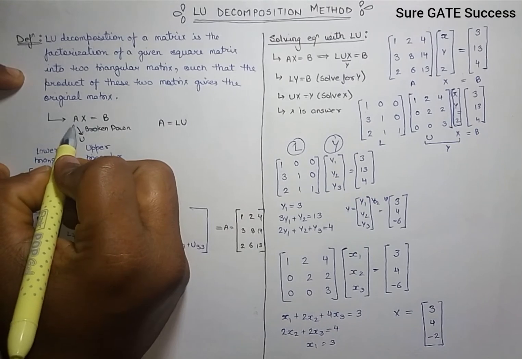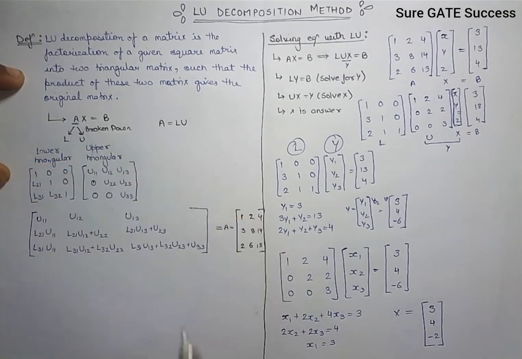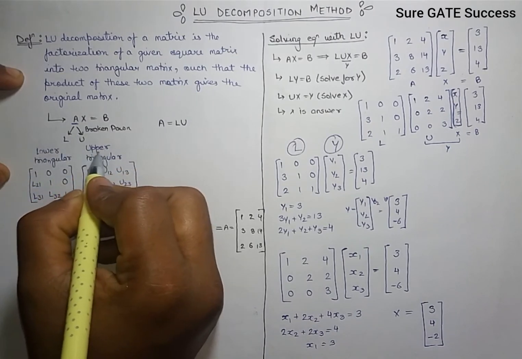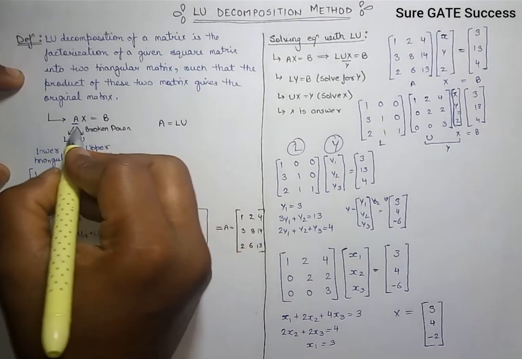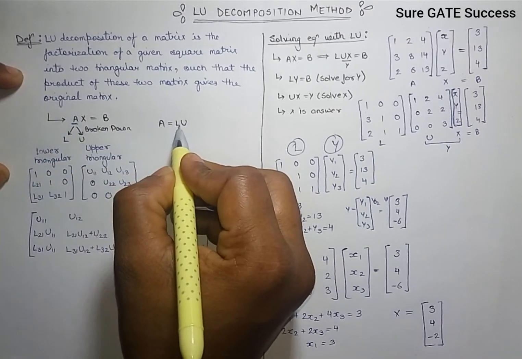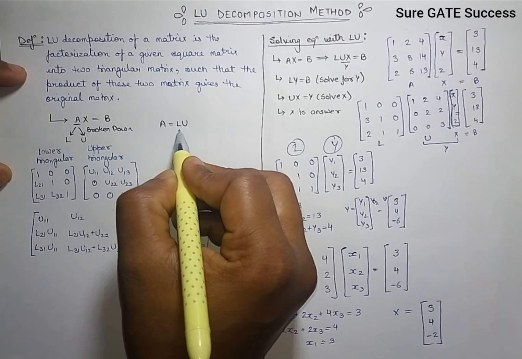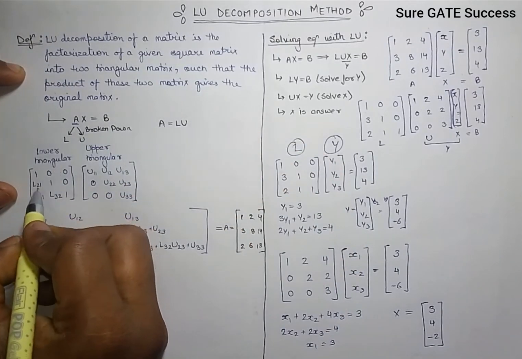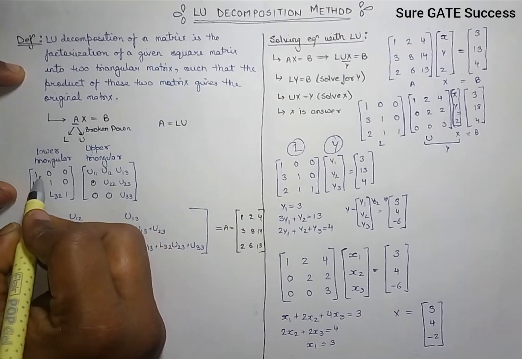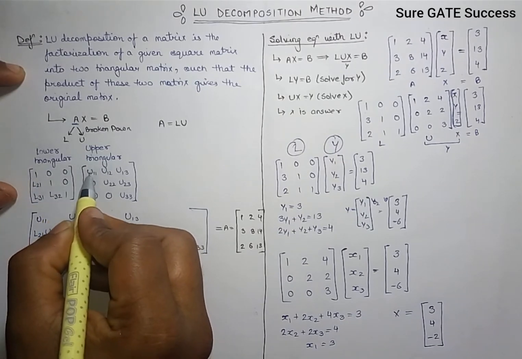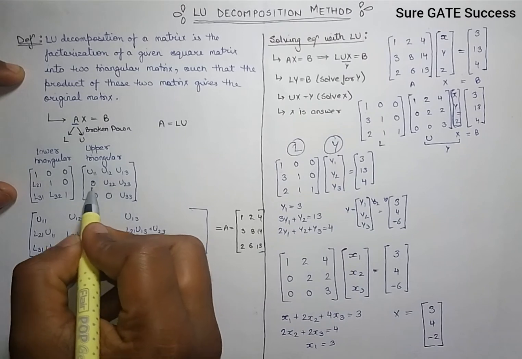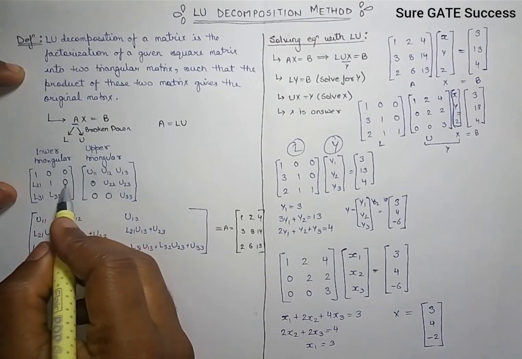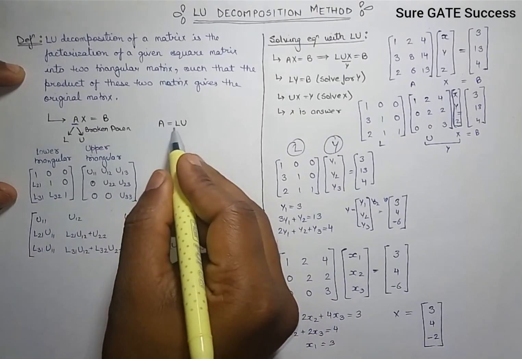So we have a matrix A. We break this matrix down into two sub-matrices, a lower triangular matrix and an upper triangular matrix. So A will be equal to LU. If L and U are multiplied with each other, it will give us A. The lower triangular matrix will be like this: the diagonal elements will be 1, and in the upper triangular matrix the values below the diagonal will be 0. If you multiply these two, it will be equal to A.